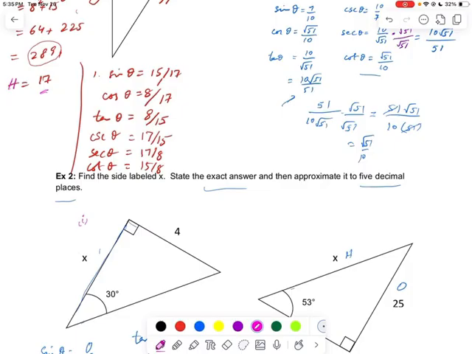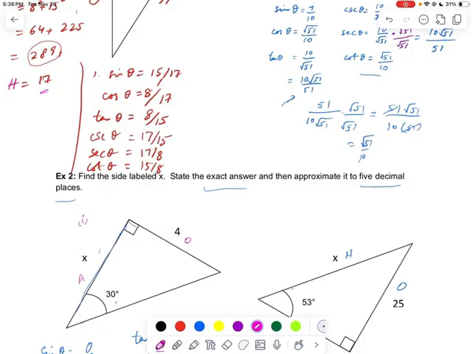Okay, next example says find the side labeled X. State the exact answer and then approximate it to 5 decimal places. Now in the exam you will not be asked to approximate to 5 decimal places because you won't have the calculator. But at home you can do it. In the homeworks you can do it. Actually, WebAssign asks you to find the answer in decimals, so that's why you should know how to do that.